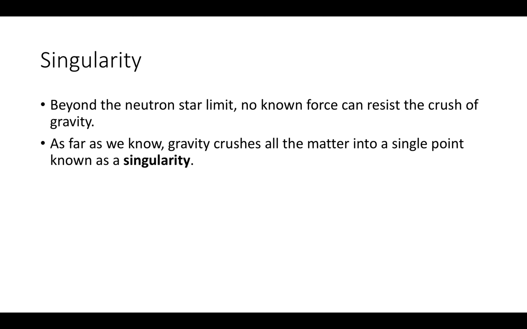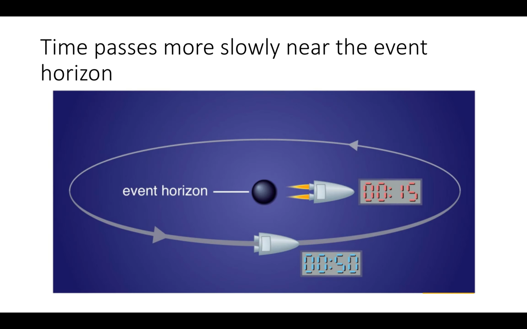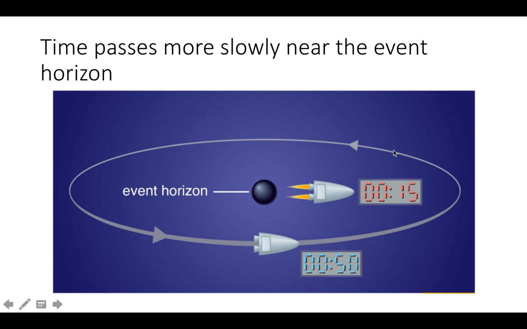So, yeah. So what would it be like to visit a black hole? Well, if our sun became a black hole, gravity would be very different only near the event horizon. In other words, a lot of times we think of black holes as giant vacuums that suck things in. That's not the case. Light waves take extra time to climb out of the deep hole in space-time, leading to a gravitational redshift, very similar to our Doppler shifts. So we can kind of measure that change. And also time passes more slowly near the event horizon. So if we notice the event horizon as a hollow point here, down here, time moves more slowly than it does out here.